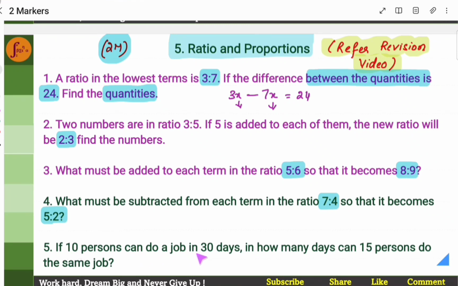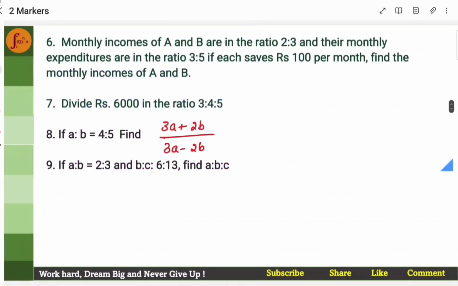If 10 persons can do a job in 30 days, in how many days can 15 persons do the same job? Now, there are multiple such problems, right? This is just an example, but these kind of problems we need to know how to solve. Then the other one is monthly incomes of A and B are in the ratio. Their monthly expenditures are also given as a ratio. If each of them saves rupees 100 per month, find the monthly incomes of A and B. Again, all these problems are solved in the revision video.